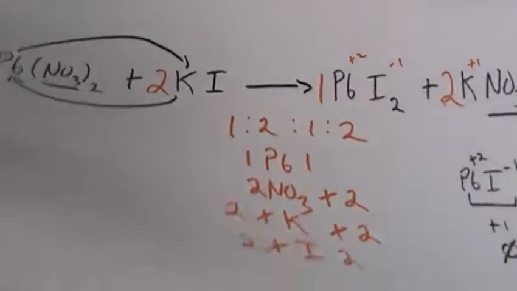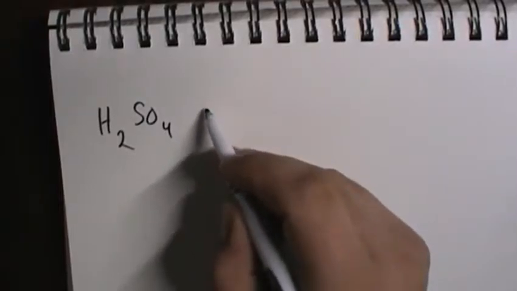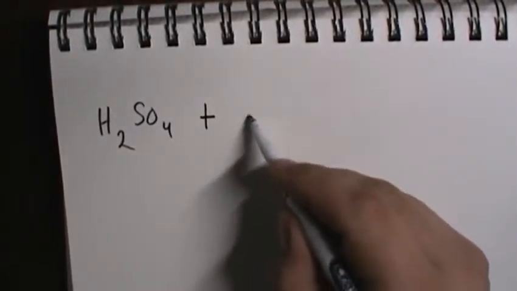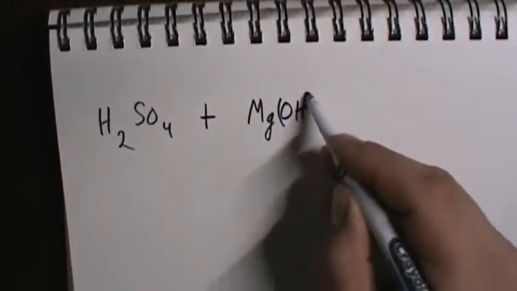Let's look at another double replacement reaction, except let's do an acid-base neutralization reaction, which is a kind of double replacement that's a little special. So let's say you take sulfuric acid, aqueous hydrogen sulfate, plus, and let's choose magnesium hydroxide as our base.